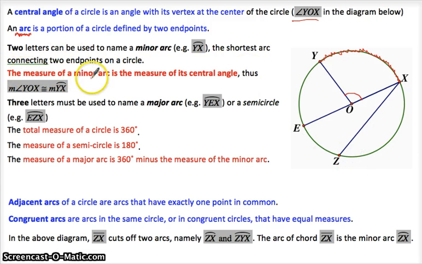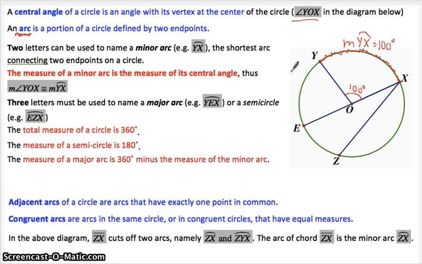The measure of a minor arc is the measure of its central angle. So this angle in here, we found out, I don't know, it looks like it might be 100 degrees or something like that. We could say if this is 100 degrees, then we would say the measure of arc YX is also 100 degrees. So measures of arcs are made in degrees. By the end of this lesson, we're going to talk also about the length of arcs.